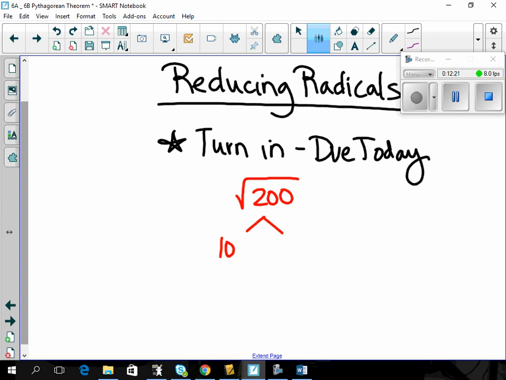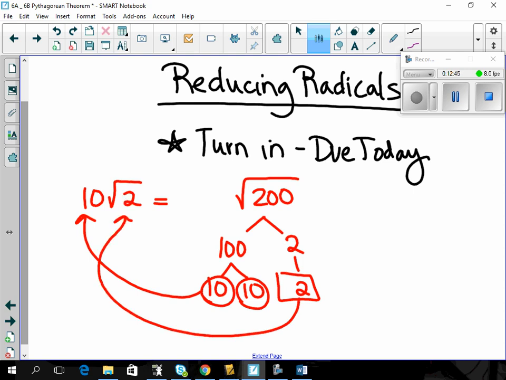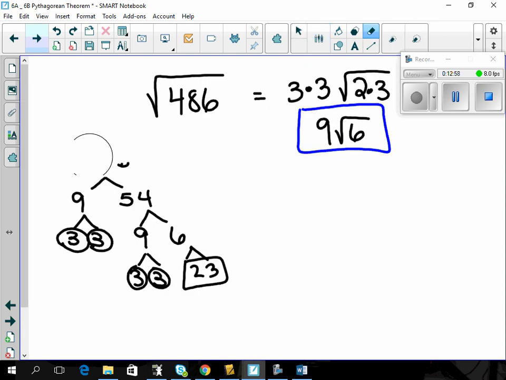I know that 100 and 2 both go into 200. 100 is reduced to 10 and 10, which is a pair, so I'm going to go ahead and stop. And I'm left with the 2. So this becomes 10 on the outside because the pair goes on the outside of the radical, and what's left goes underneath the radical. So my answer is 10 radical 2. You can double check both of these on the calculator by just typing them in to make sure you get the same decimal. Let's try a little bit more of a difficult one.